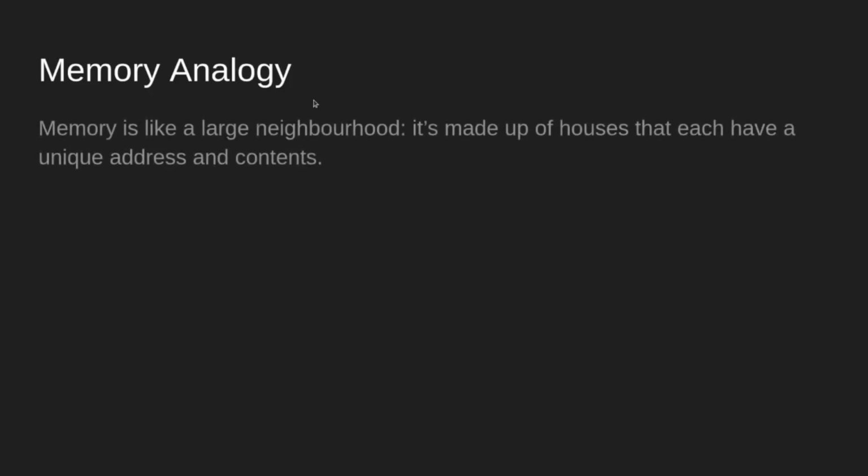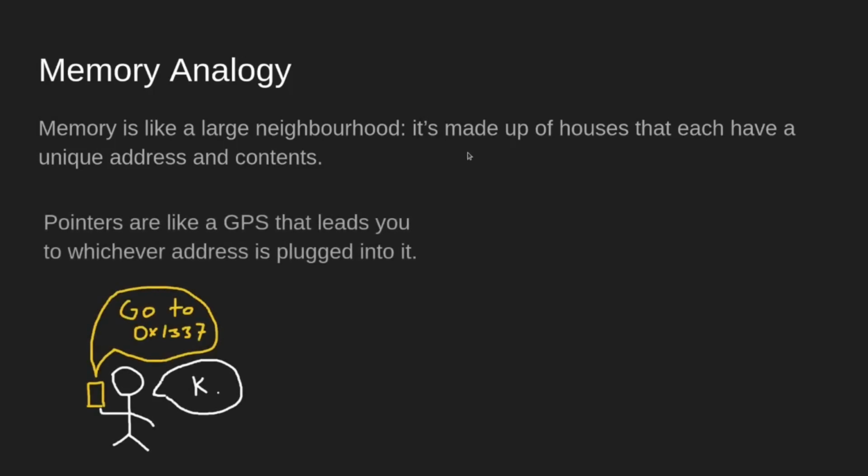All right, so I'll talk about an analogy for memory that makes pointers and references a bit easier to understand, which is we can imagine memory as like a large neighborhood, where it's made up of houses that each have a unique address and contents. A pointer would be like a GPS that leads you to whichever address is plugged into the GPS. So go to the house at 0x1337.